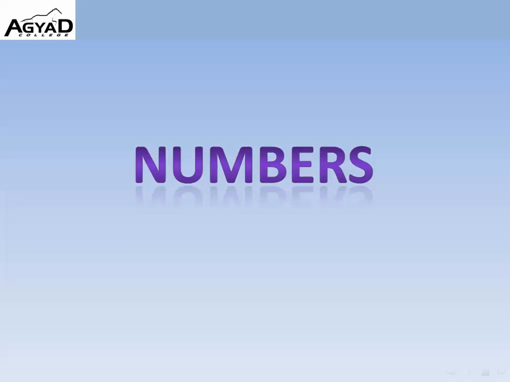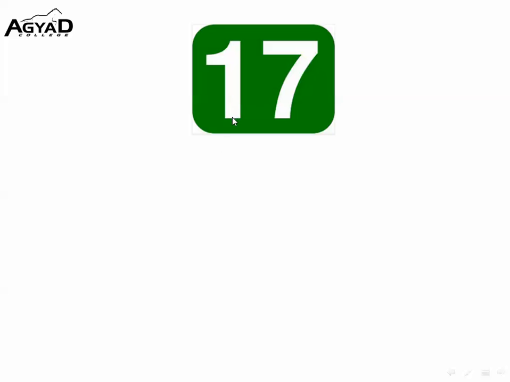So now we have finished our sounds. Let's review together the numbers that we have studied during that week. This is the first number. What is this number? Who can tell me? 1 and 7. It's 17. Very good. 17. Now, let's count together 17 oranges. Okay, can you count with me?